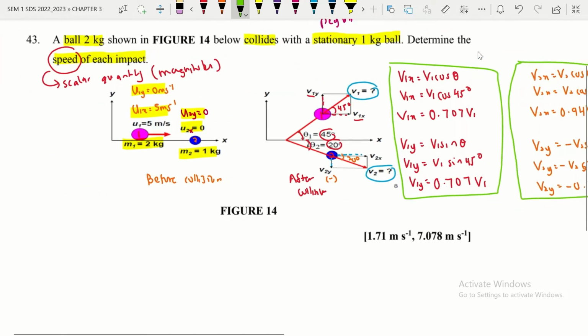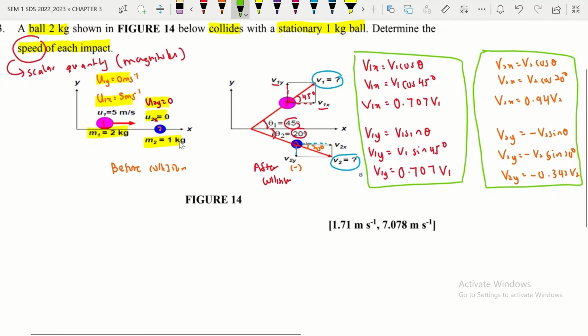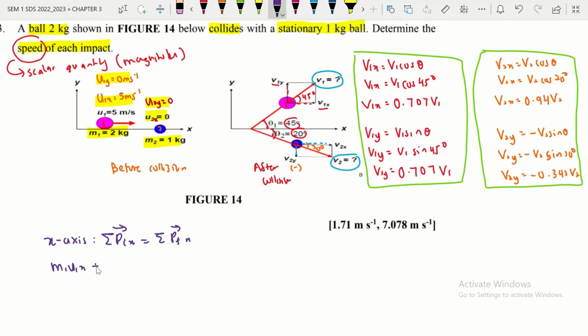So, bila kita dah ada semua information ni, what we can do now is kita buat dalam x-axis and y-axis. So, this is the principle of conservation of momentum, tapi dia adalah 2 dimension. So, bila 2 dimension, you all memang kena tahu dia akan ada x-axis dan juga y-axis. Summation of momentum initial in x-axis akan sama dengan final momentum pada x-axis. So, dia akan jadi M1 U1x tambah M2 U2x equals to M1 V1x tambah M2 V2x.